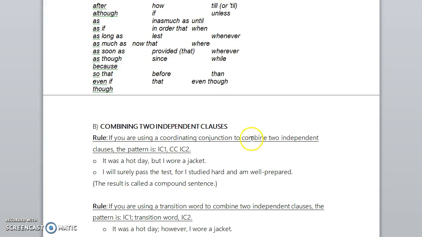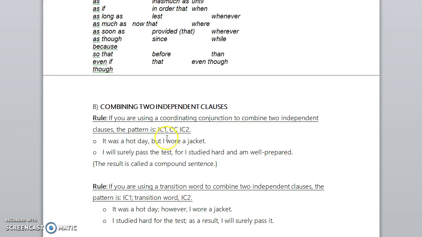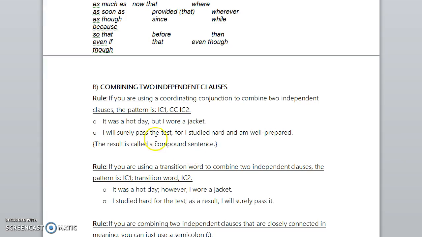B. Combining two independent clauses. The rule is, if you are using a coordinating conjunction to combine two independent clauses, the pattern is independent clause 1, comma, coordinating conjunction, independent clause 2, period. It was a hot day, comma, but I wore a jacket. Or, I will surely pass the test, comma, for I studied hard and am well prepared. The result is called a compound sentence.